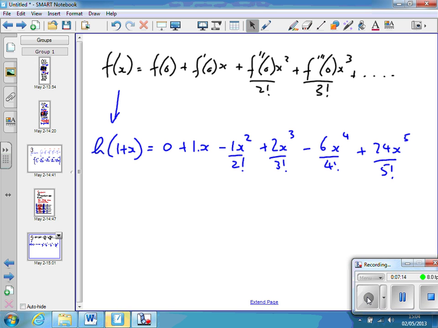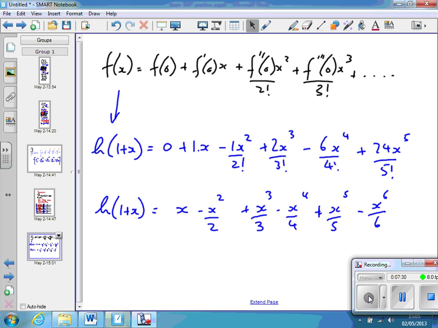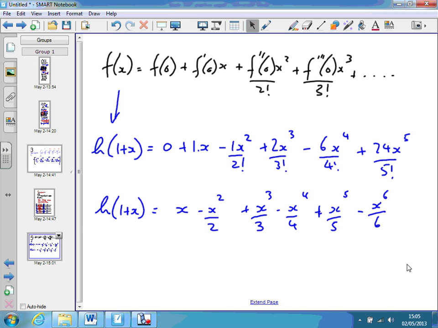And actually a pattern's starting to emerge, but we can't see that unless we work out what these are. What is 24 over 5 factorial? What is 6 over 4 factorial, and so on? So if you just work out what they are, in other words, simplify these, you'll see the pattern. So simplifying, we can see a pattern.